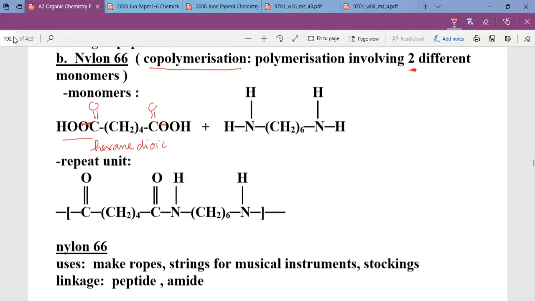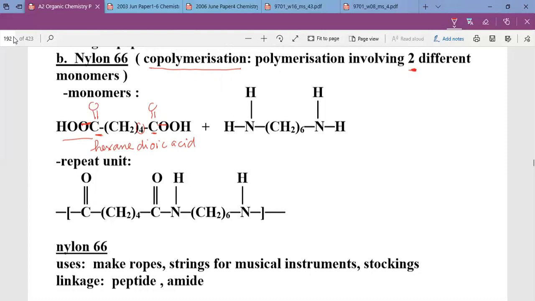Dioic acid. Hexane dioic, what's it called? Dioic acid. Hexane, now why hexane, 6? This 4 here plus the 2 here. For dioic acid, the carboxyl must be on the end carbon, it cannot be in the middle. There's 4 bonds here. Now this is your hexane diamine.